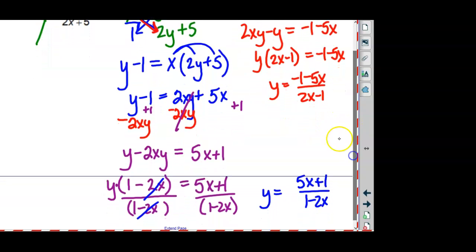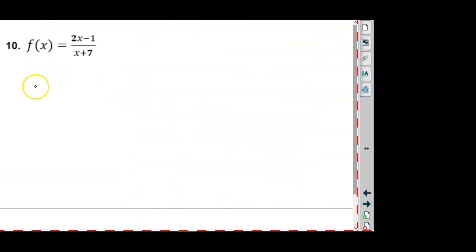That looks very different than this answer, yes? But they are equivalent because if I change all the signs on the top, I get a 5x plus 1. I change all the signs on the bottom, I get a negative 2x and a positive 1. So it's my job to know that those are equivalent, but I just want you to realize your answer might look different than mine and still be right, okay? All right, can you try 10? How far can you get?